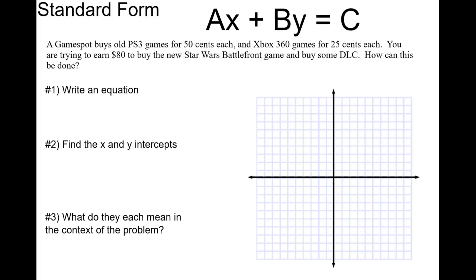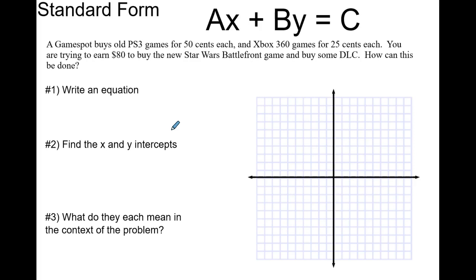A GameSpot buys old PS3 games for 50 cents each and Xbox 360 games for 25 cents each. You're trying to earn $80 to buy the new Star Wars Battlefront game and some DLC. How can this be done? There's a bunch of different ways you could do this, and those would all be points on a line. One way is to sell only PS3 games and no Xbox 360 games, and eventually you'd get enough money, or you could sell no PS3 games and all Xbox 360 games, and eventually you'd get enough money.